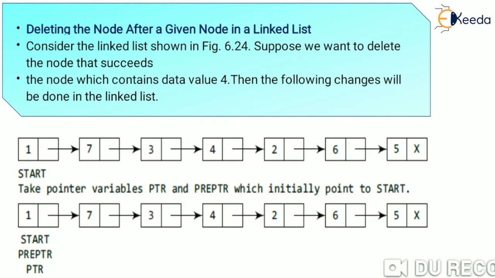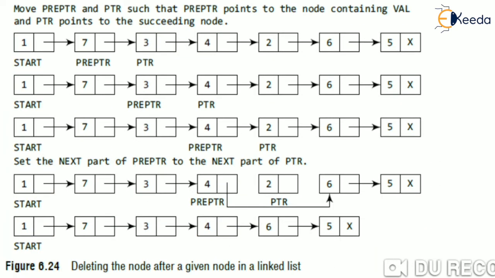First we observe the normal linked list, that is start, then all the nodes. Then we set three pointers: start, pre-pointer and the normal pointer. We are focusing on the node which contains the data 4. Now move the pre-pointer and the pointer such that the pre-pointer points to the node containing the value and the pointer points to the succeeding node. Observe that first is the start pointer, then the pre-pointer and the normal pointer.